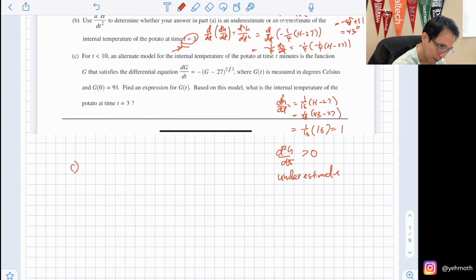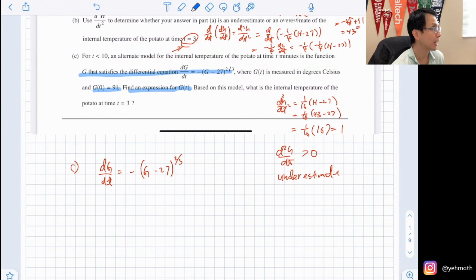Let's do C. Ooh, this part is fun because they changed the equation for the first time. And not only did they change the equation, they changed the wording. They say G satisfies this, and they say G of 0, and they say find the expression for G of t. They don't normally say find the particular solution of a differential equation. They just say, can you find G of t? Well, guess what? They give you dG/dt.